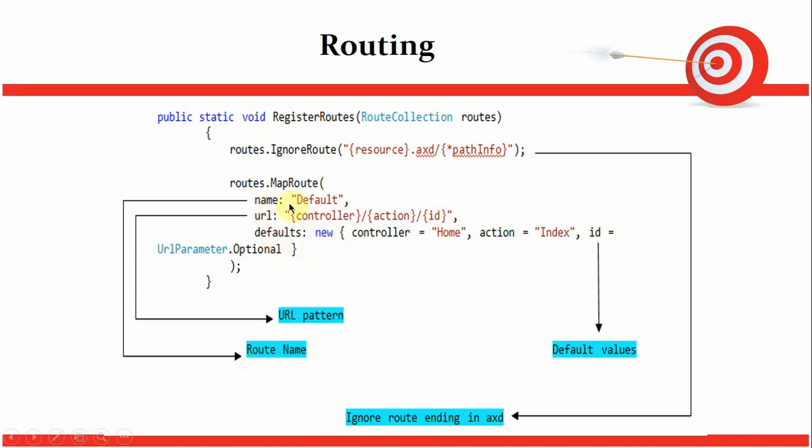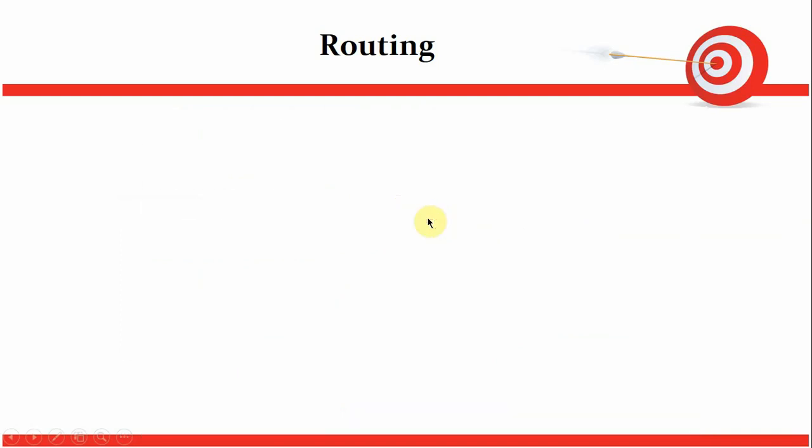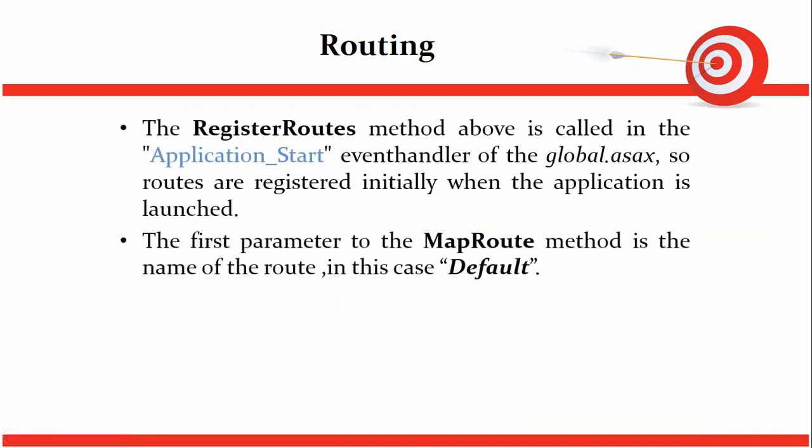Route name is default. So if you just call your project name /default, this will be called. All right, and what am I going to show? First I'm going to open the controller, then the action, then the ID. Let me show you an example for that when we do this.